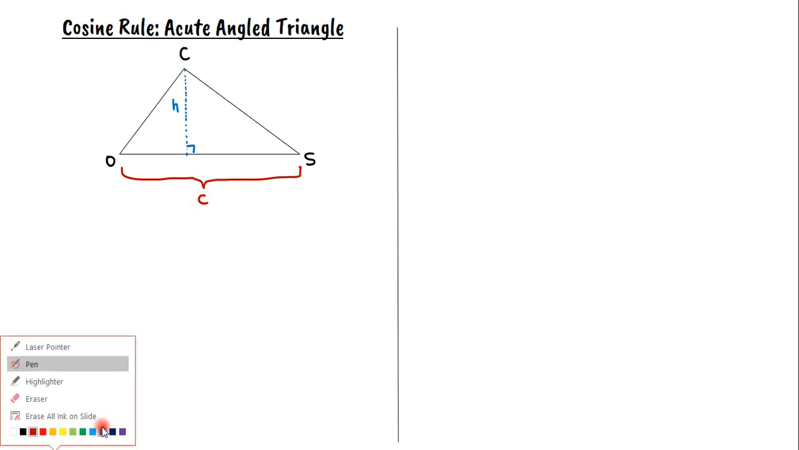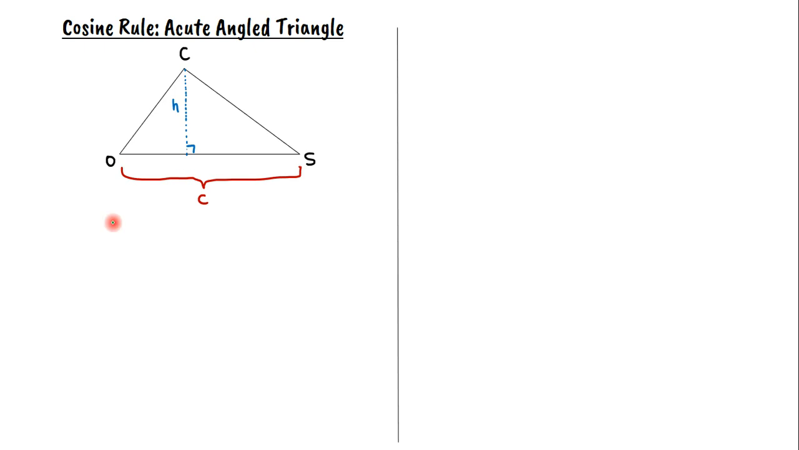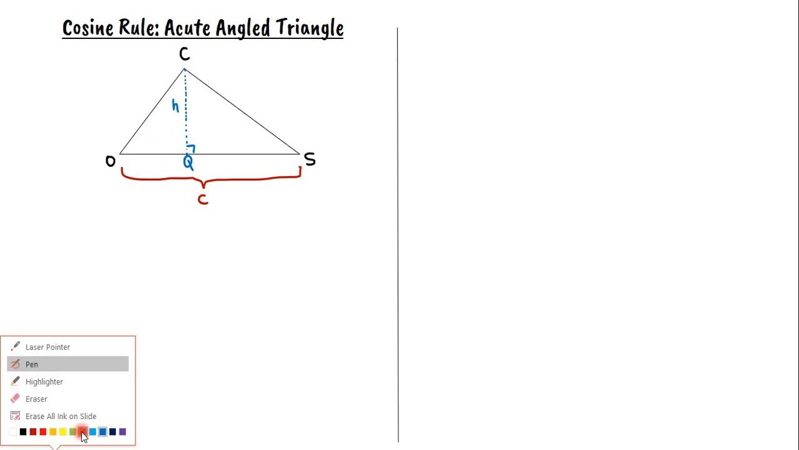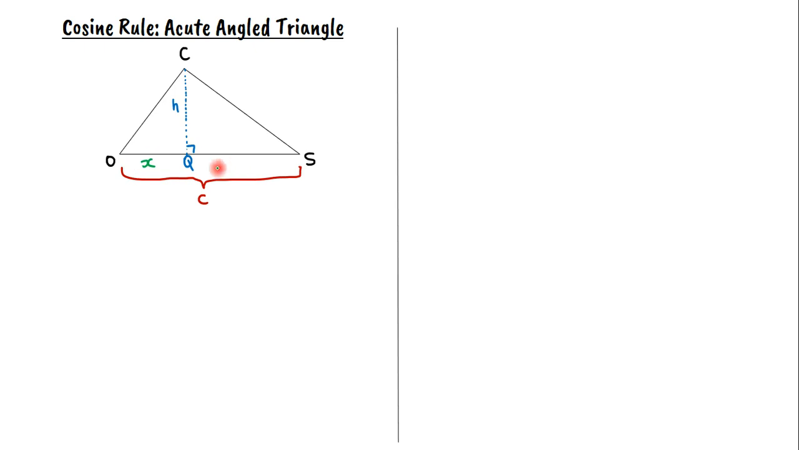Because we've broken this triangle into two triangles, I'm going to call this side Q. So having broken this triangle cos into two triangles, this side we can call X. But the other side will then be C minus X, because we're taking the bigger side and subtracting the smaller side that we just introduced.